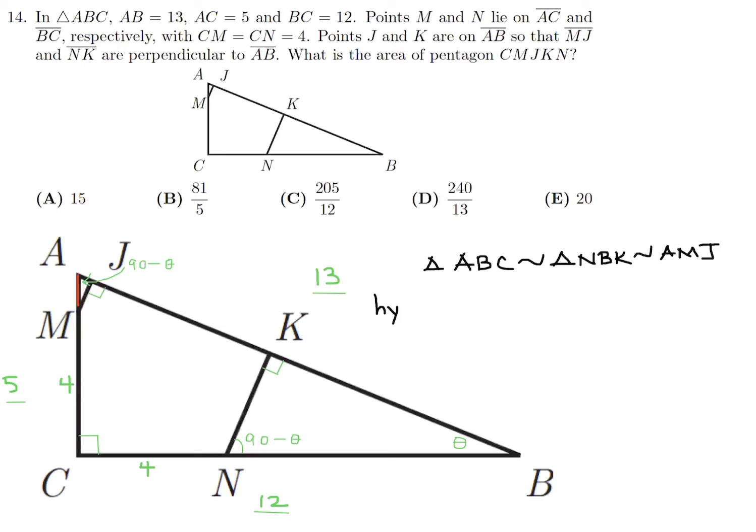So their hypotenuses are which numbers? Well, for ABC, it's 13. For NBK, the hypotenuse is here, right? Well, this is 12, and this is 4. So that means that hypotenuse is 8. And then for the little guy, AMJ, that hypotenuse is essentially that red line that I just drew, and that's equal to 5 minus 4, which is 1. So I'll just put that in there, 1. So there you go. Those are the ratios of the hypotenuses. And because these are similar triangles, the areas have the ratio 13 squared, 8 squared, and 1 squared.